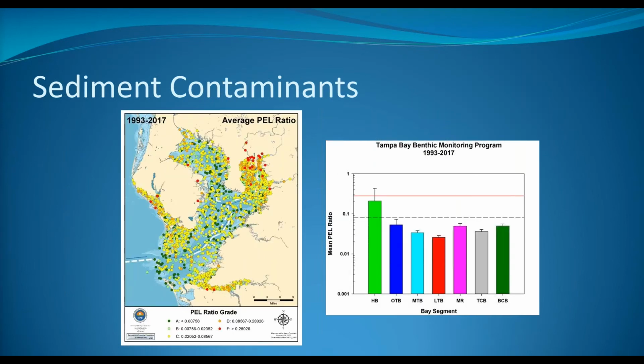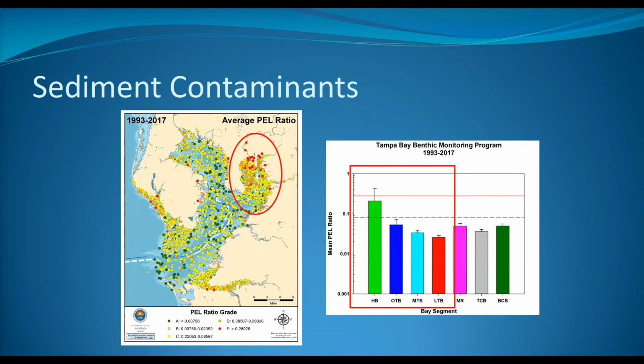We also take a sediment sample looking at sediment contaminants. We look at heavy metals, PAHs, PCBs, and chlorinated pesticides. To summarize those, we calculate the probable effects level ratios. This map shows the distribution of the sediment contaminants in Tampa Bay using the PEL ratios. The red colors are higher levels, of course. You can see that most of the contaminated sediments are isolated up towards Hillsborough Bay and in association with the Port of Tampa, with a couple other pockets of high sediment contaminants in other portions of the bay.